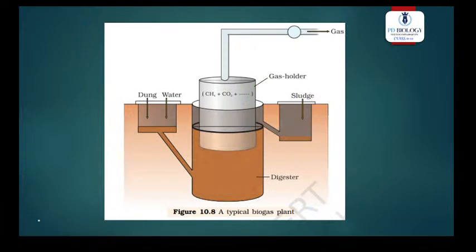So this is a typical biogas plant. Frequently asked question from this one. This is where the dung and water are deposited. This is the gas holder. This is the digester, and after this the sludge is collected there. So everybody take a screenshot for drawing this one.